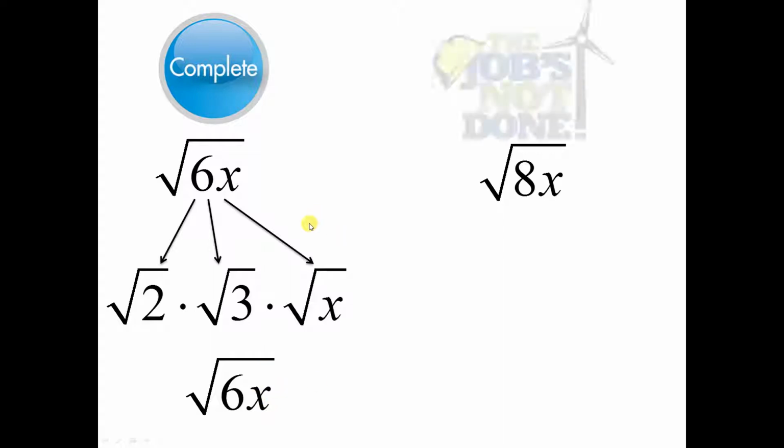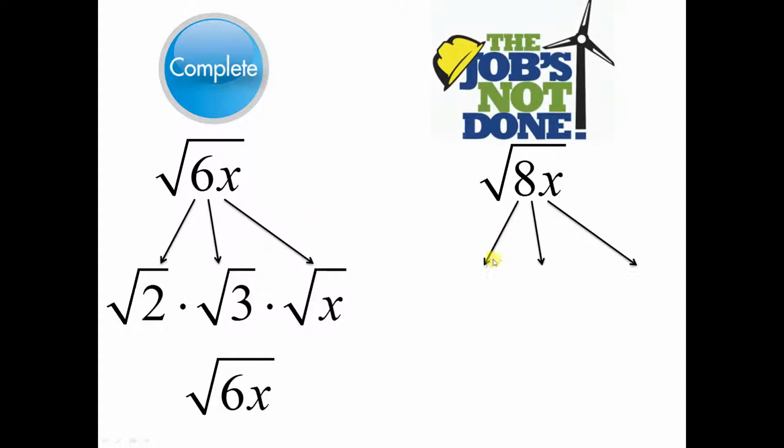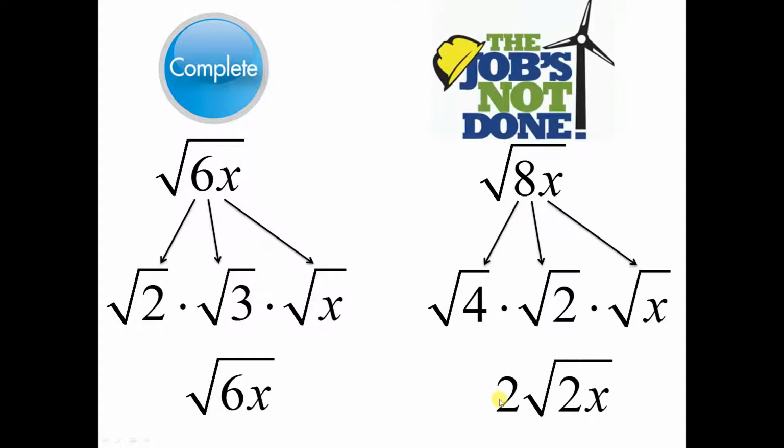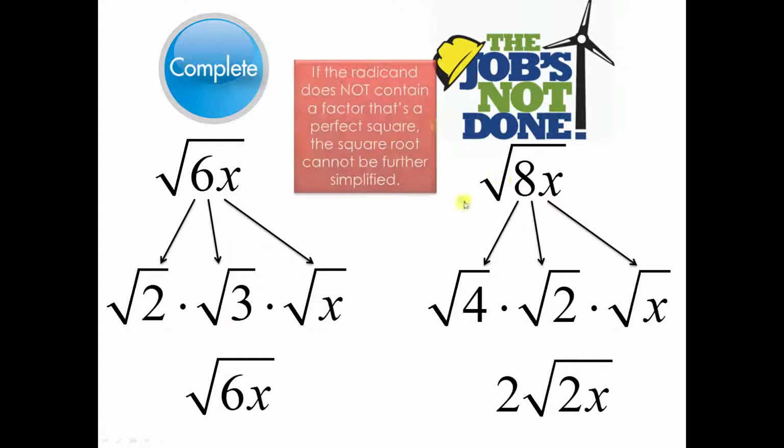So this one's done. This one's not done because 8 has a factor that's a perfect square, 4. The square root of 4 is 2. This would be done, but this is not. The idea here is that if the radicand contains a perfect square, you can do more simplification. If the radicand does not have a factor that's a perfect square, you're done.